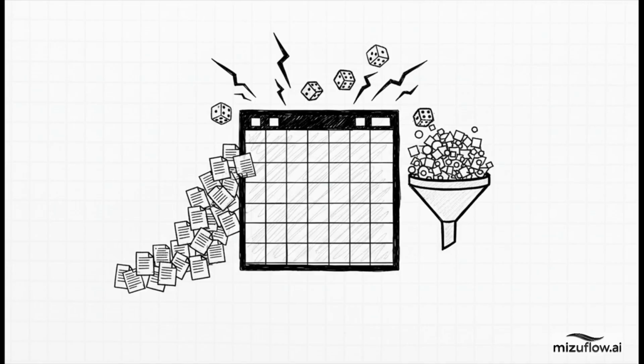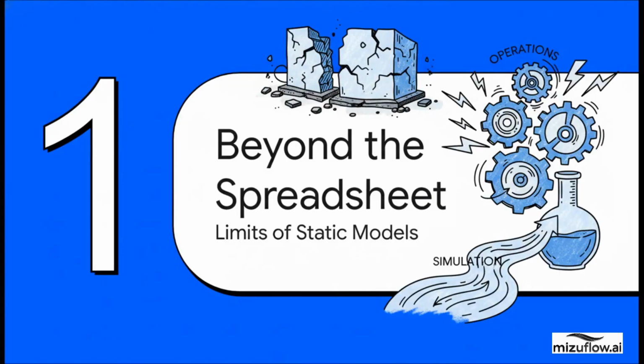Because these are dynamic problems. They're full of randomness and queues and bottlenecks, all the messy real-world stuff that a static spreadsheet was never, ever designed to handle. So that brings us right to the heart of the issue, doesn't it? We're bumping up against the limits of our static models. We need a totally new way to see how our operations are actually going to behave when things get messy.